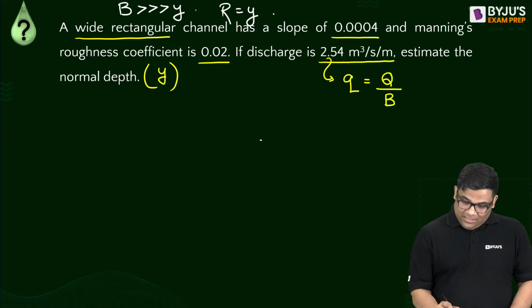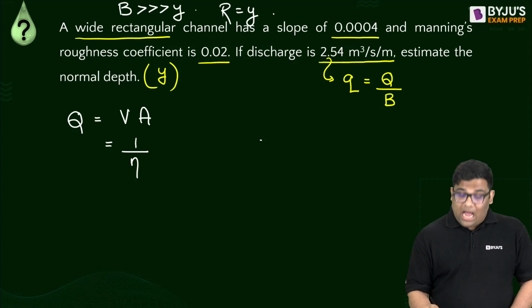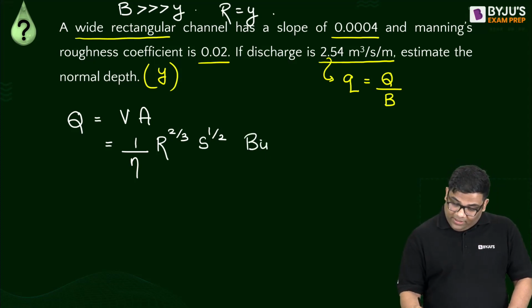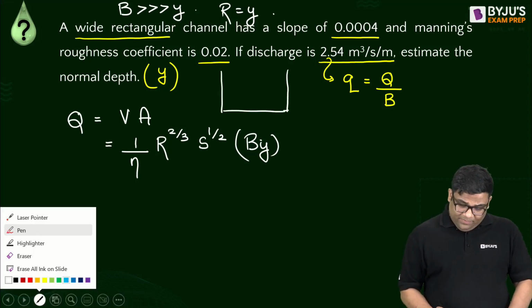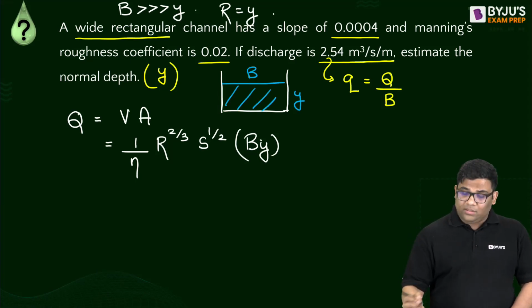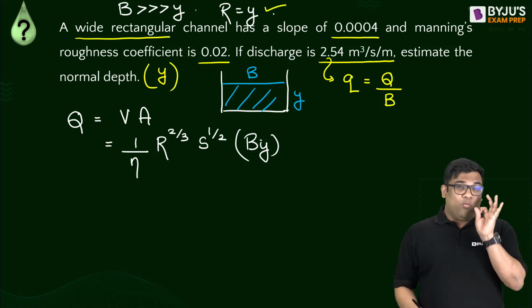Then what becomes the discharge? The discharge becomes velocity into area. The velocity was 1 by N, R to the power 2 by 3, then S to the power half. Then area is B into Y, right? For a rectangular channel, if we have a channel like this, the area will be simply this width into Y. Here in place of hydraulic radius I can write Y only. This I just proved for a wide rectangular channel.